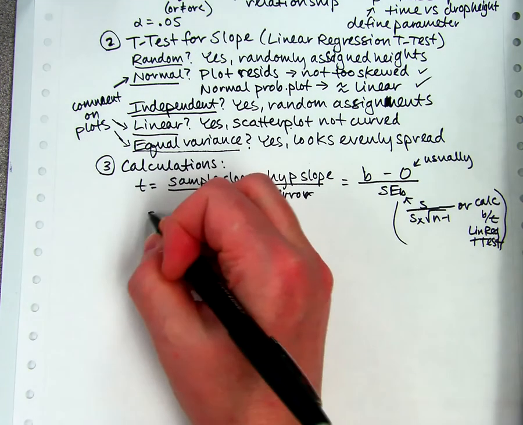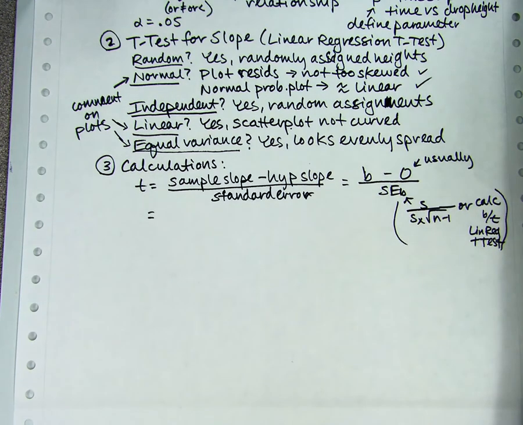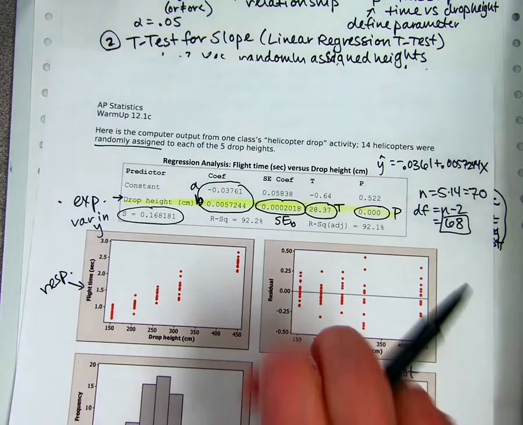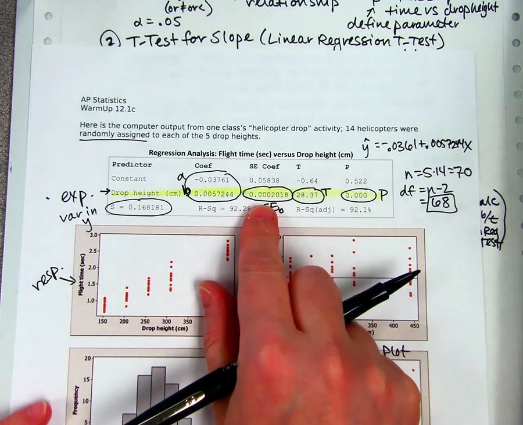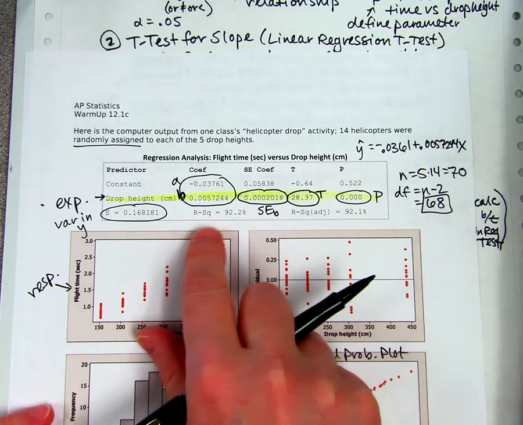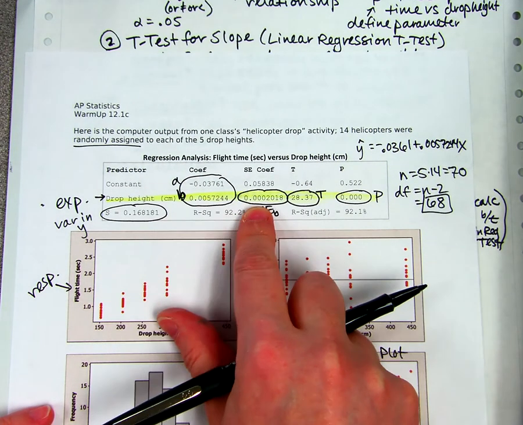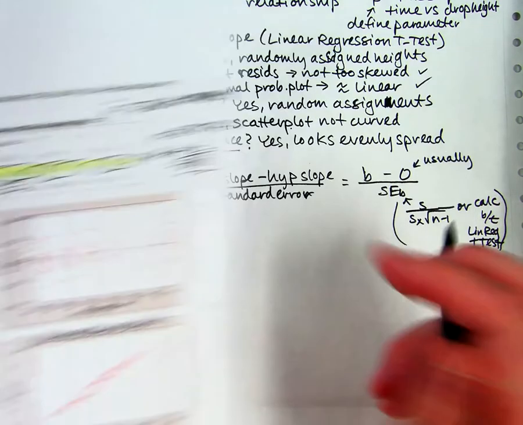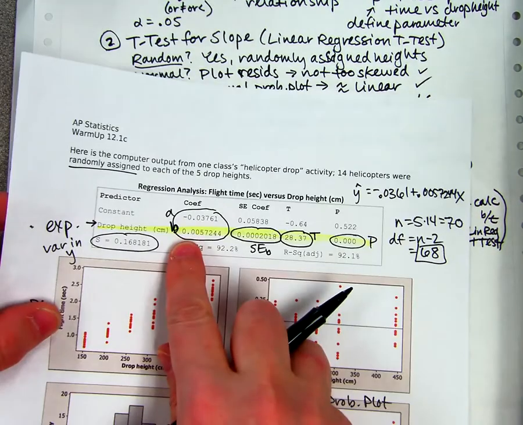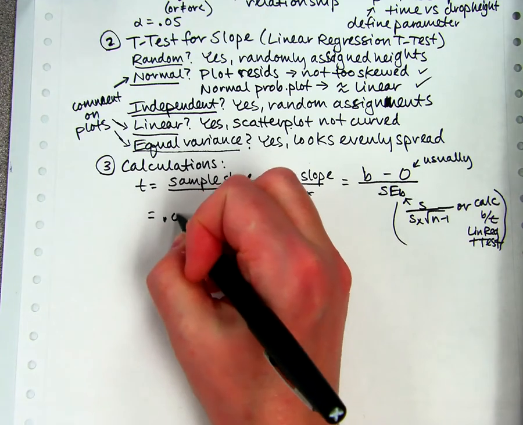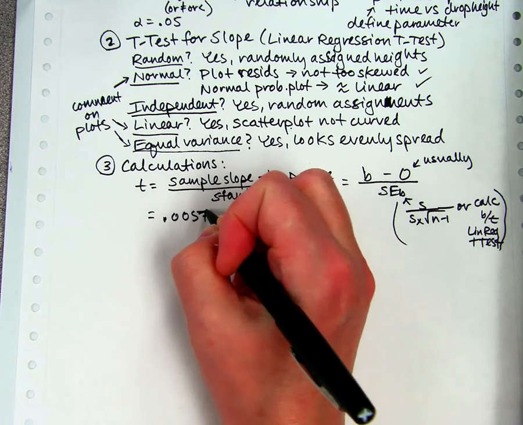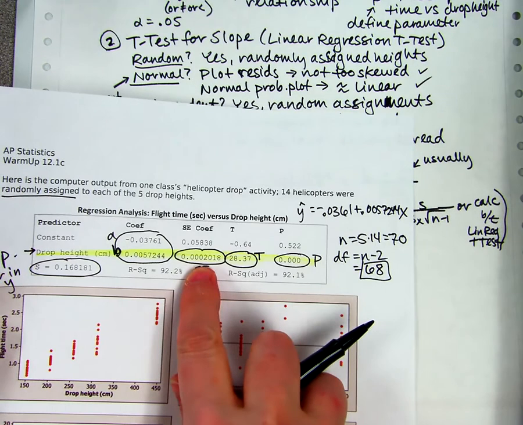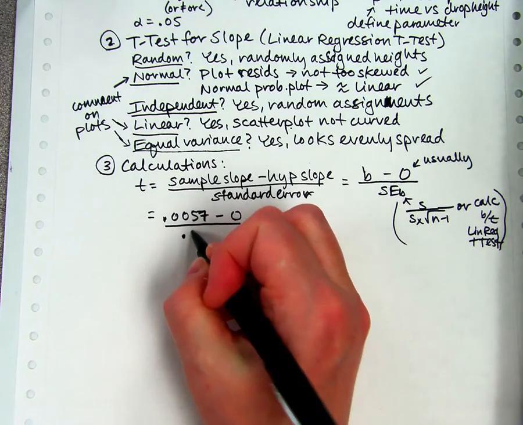So let's look at the numbers for this. So I'm going back to this, which is kind of a little messy because I used it last year. Sorry about that. But the computer output that you saw in the warm-up, you already found A and B, and you already found SEB because you used it to make your confidence interval. I'm going to just use that information, and I'm going to take this B, which is 0.0057, and I'm going to subtract the 0, and I'm going to divide by SEB, which we already found was 0.0002.